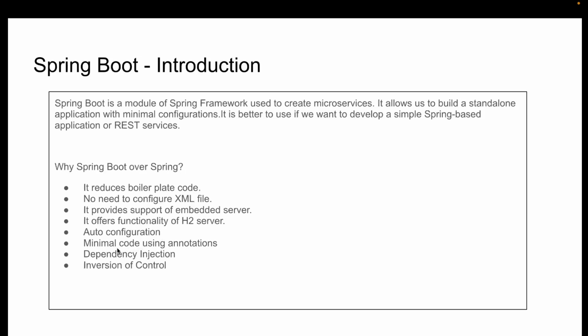So the next point is minimal code using annotations. That's what I discussed just now. There is minimal code that needs to be written, and that code will mainly be your business logic. Whatever business logic is there, you have to write, but these annotations will make your life easier. They will do a lot of the work which you had to do earlier, that will be taken care of by the annotations, and we'll be using a lot of annotations. So let's see another point.